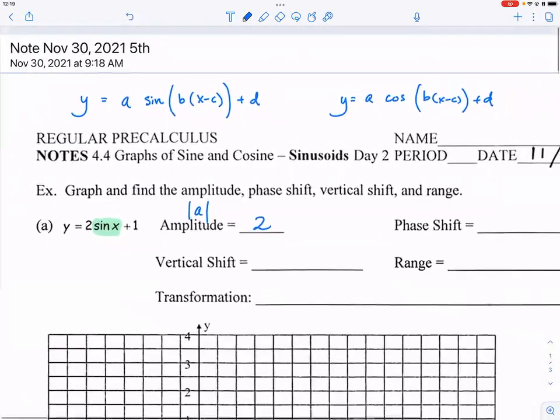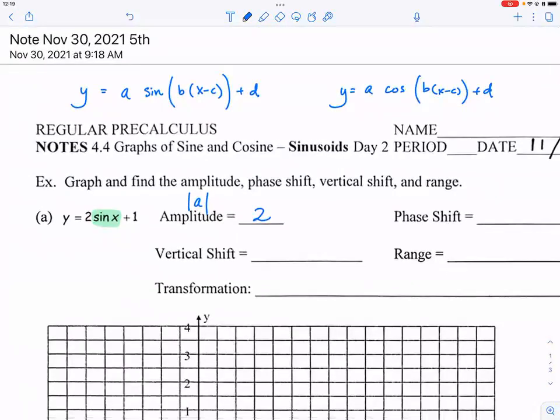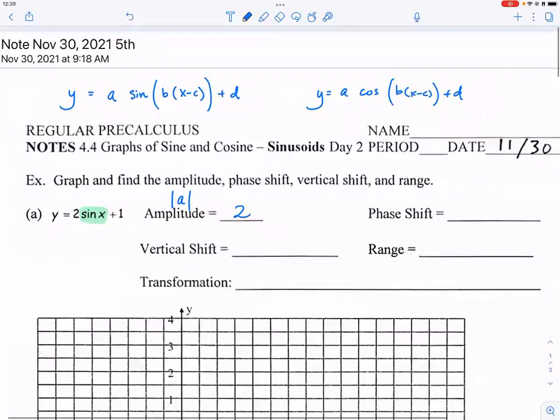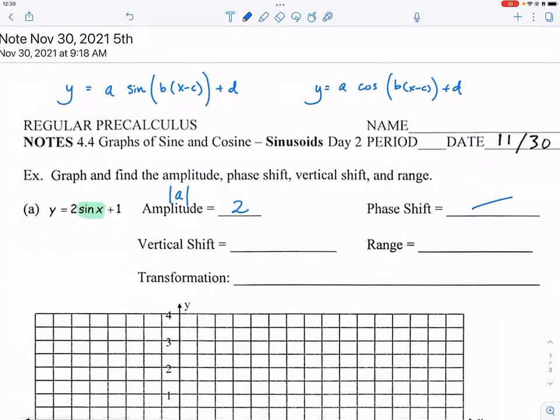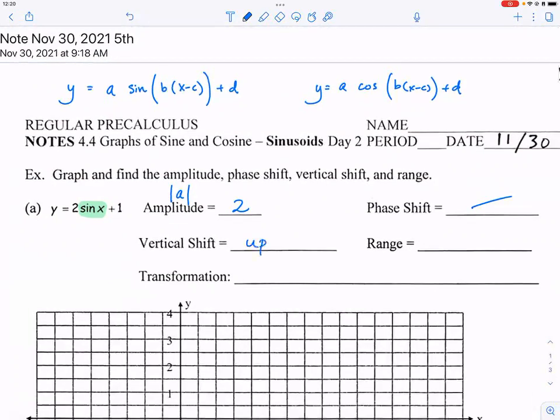Now, phase shift, it's a synonym for the left and right shift. Do we have any shifting? Do we have any shift to the left or right? Nope. Any vertical shift? Yes, we have vertical shift up by 1 unit. And now, what about the range?